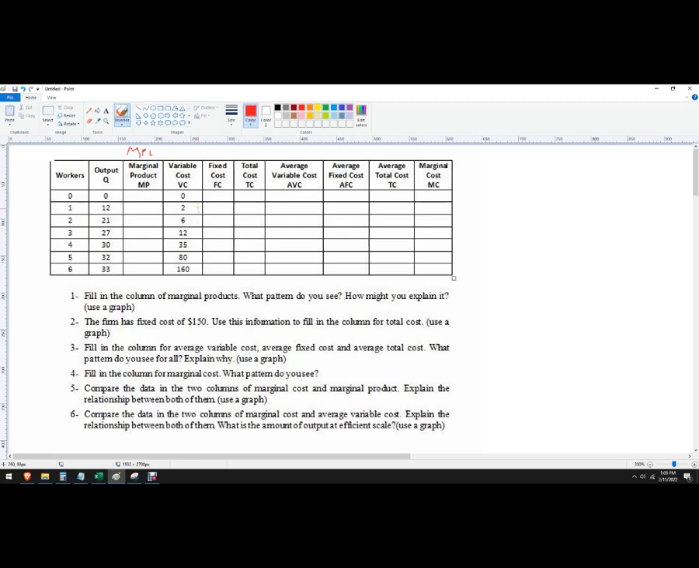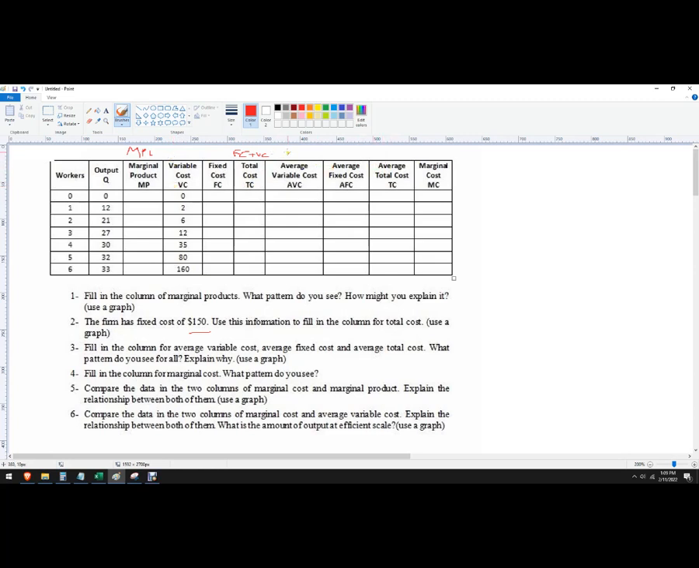Variable cost, I've been given. Fixed cost, I have been given. It's down here. Total cost: total cost is fixed cost plus variable cost. And fixed cost isn't going to change. Variable cost we've already been given.